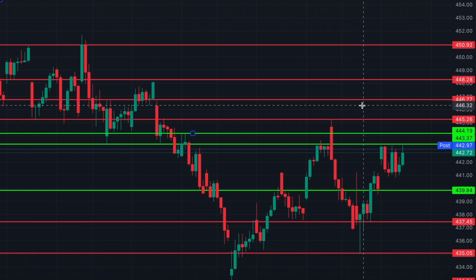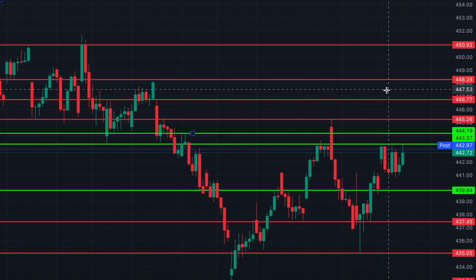If market is looking good that day and overall sentiment is good, I would most likely just keep a tight stop loss and let it keep running to see if we can reach the 447s to 448s.